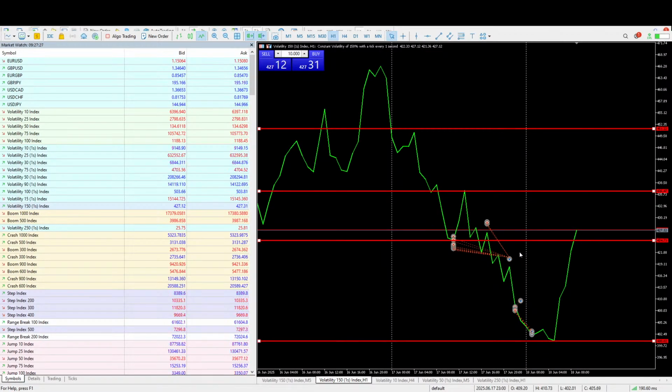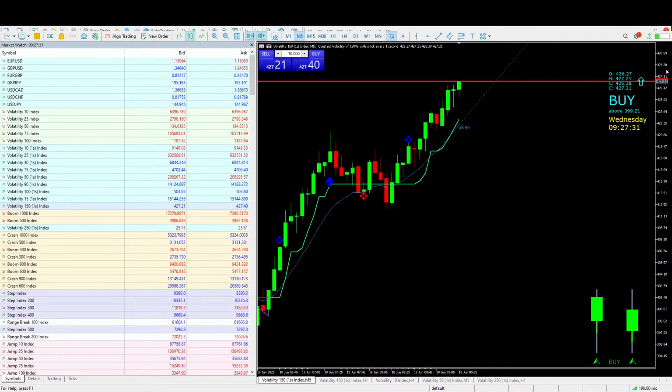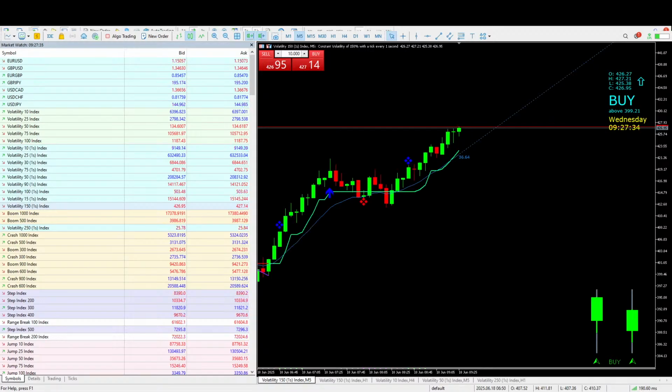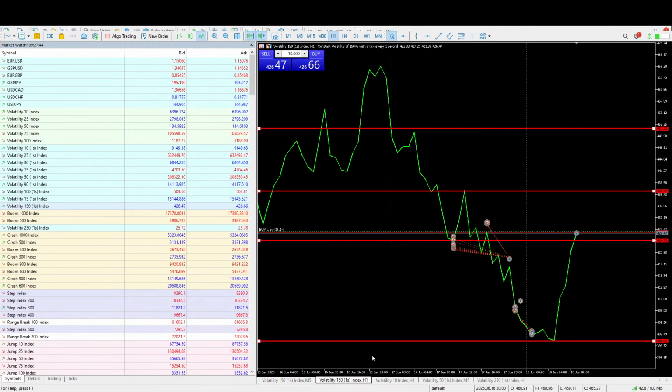All right, just like that. So what does this mean? Our trading system on MetaTrader 5 is telling us to buy Volatility 150. So let's do that, and then we buy. And from our entry point, you can see, where do we put our take profit? Our take profit is toward the next resistance.